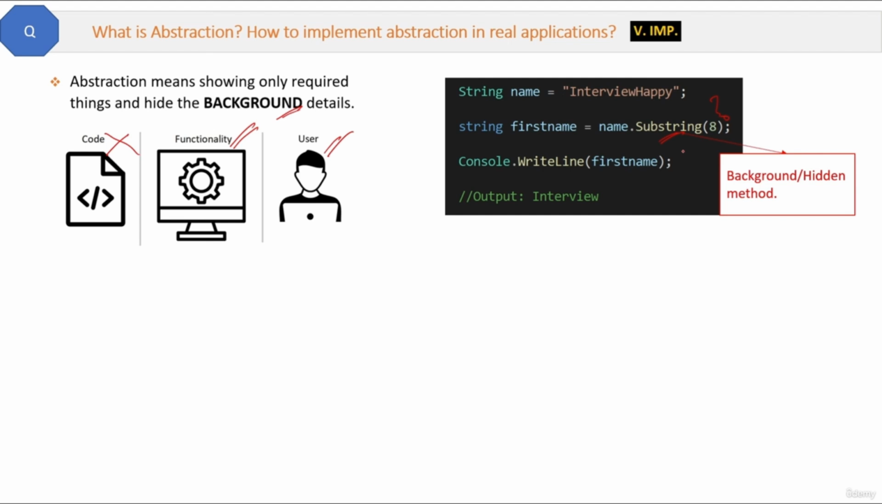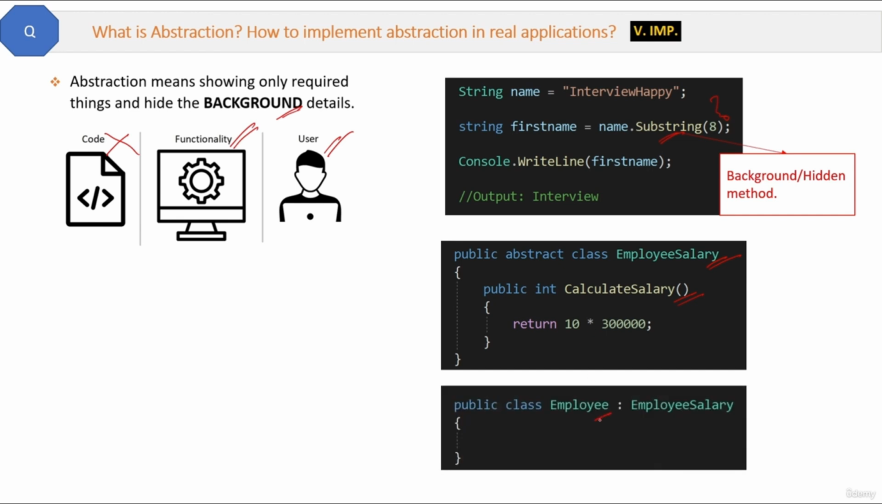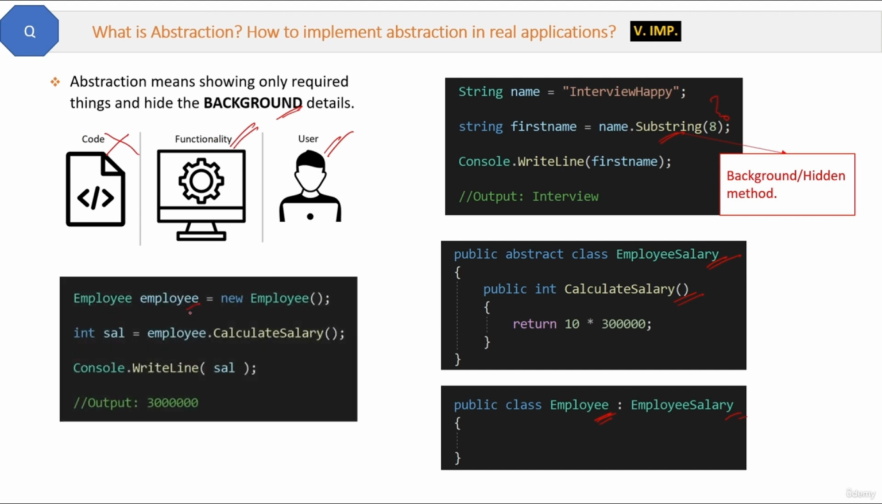One way to implement it is by using abstract classes and interfaces. For example, here is a base abstract class, employee salary class, and inside this you have a calculate salary method. Now this class and method can be used by derived classes like this. When you create the object of this employee class and use this calculate salary method, even if you don't know what the internal logic is, you can use this calculate salary method in the proper way and you will get the proper output.